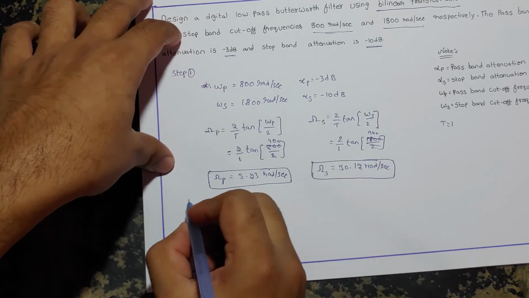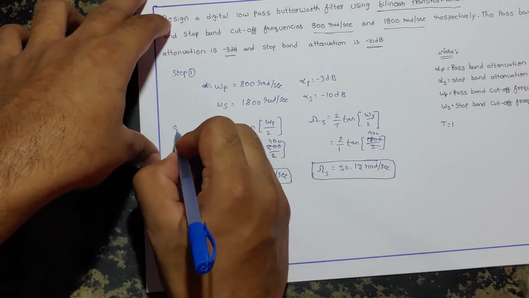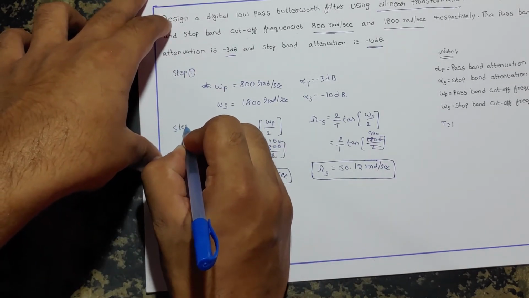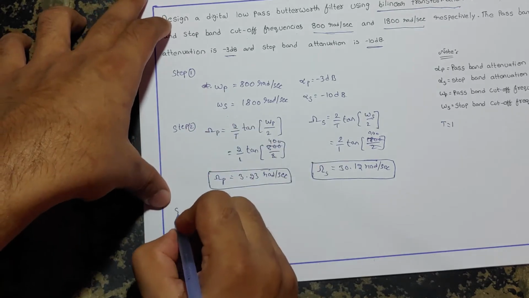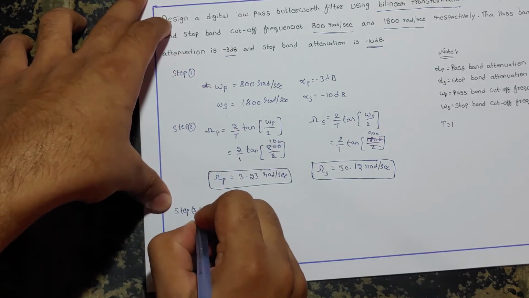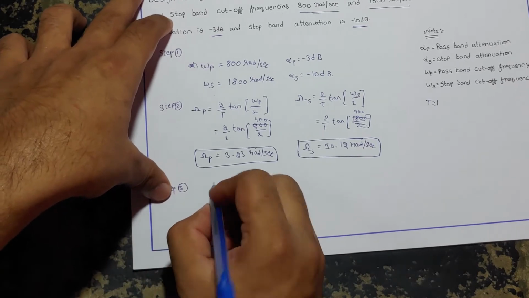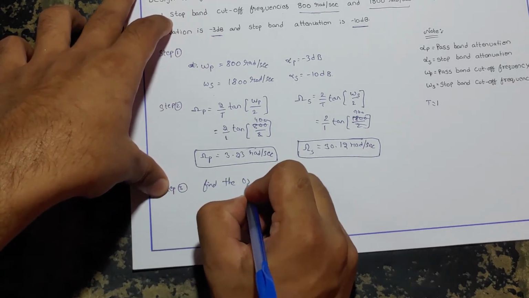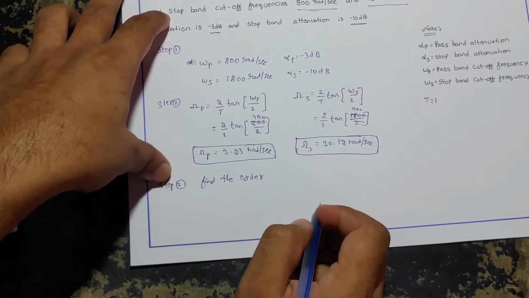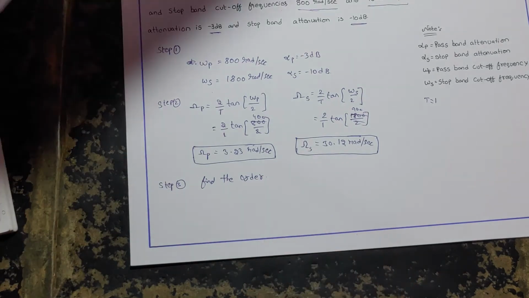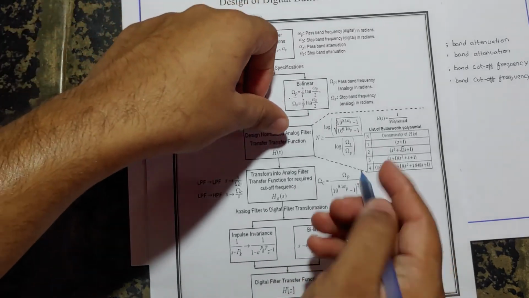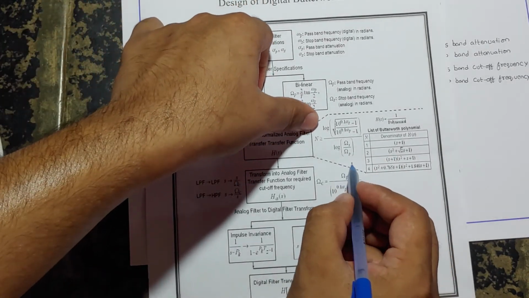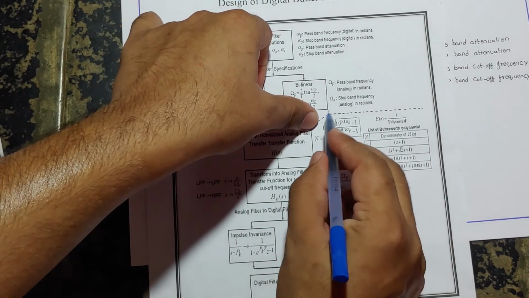In step 3, this is step 2. In step 3, we have to find the order of the equation. Finding the order. We know that for finding the order, we have to implement the values in this equation.